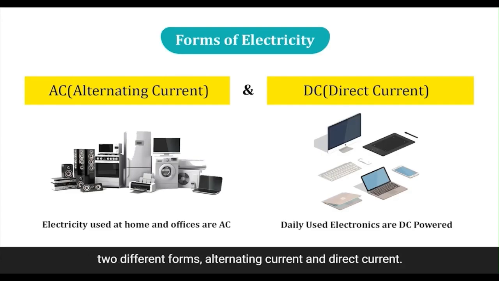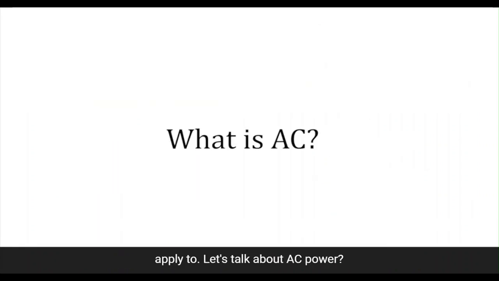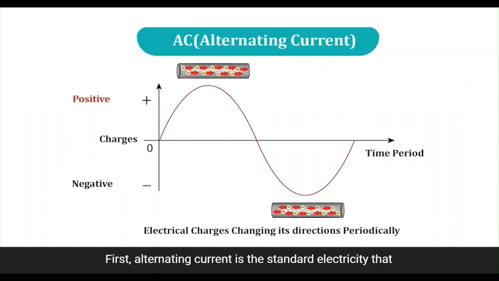Electricity comes in two different forms: alternating current and direct current. Both are essential to enable the functioning of our electronics. But do you know the difference between the two and what they apply to? Let's talk about AC power first.